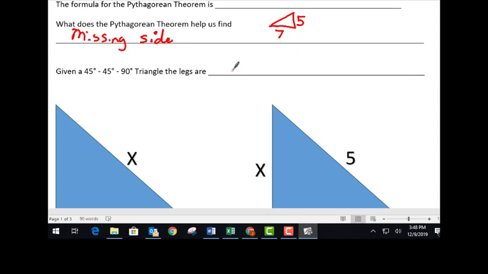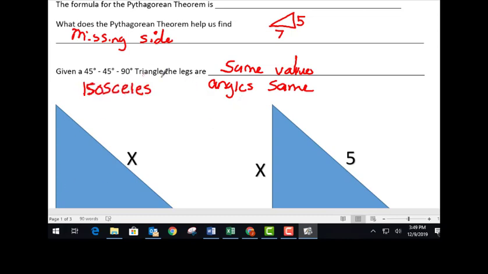This special right triangle also gives us a way to find missing sides. But in a 45, 45, 90 triangle, the legs are the same value, which means that the angles are also the same. Because why? In a 45, 45, 90, we're talking about an isosceles triangle.